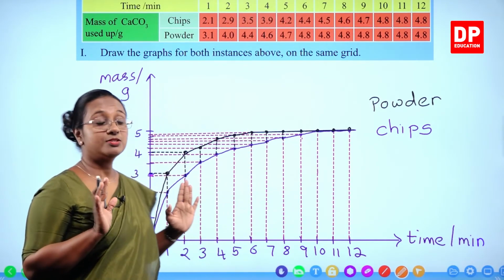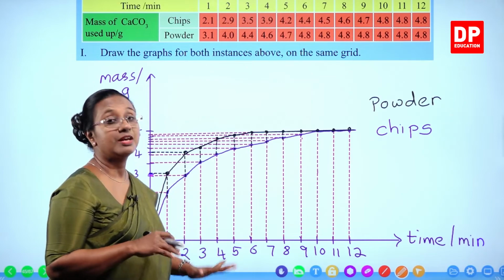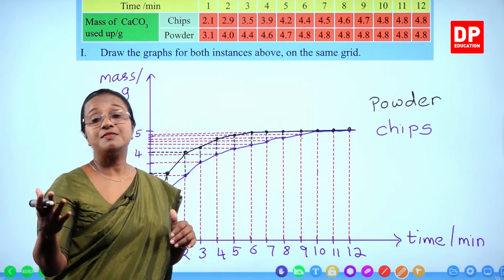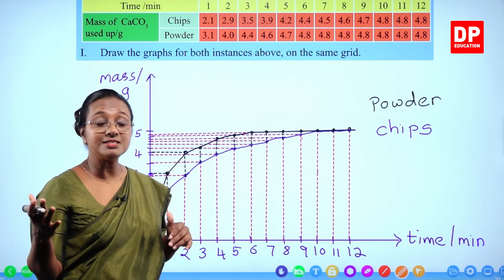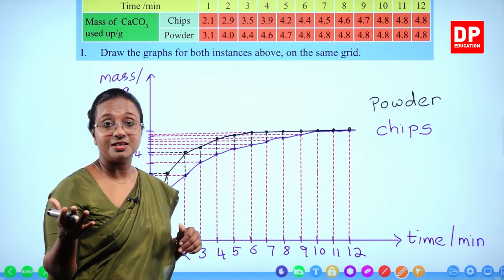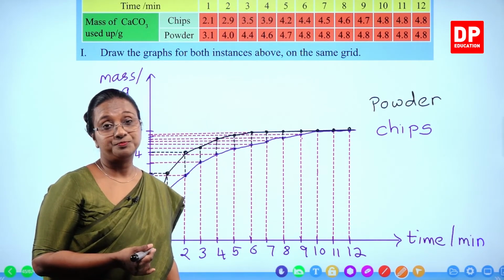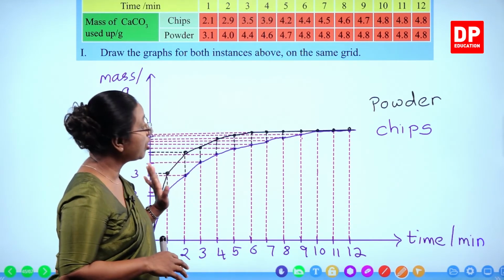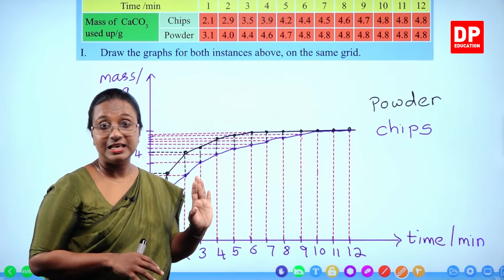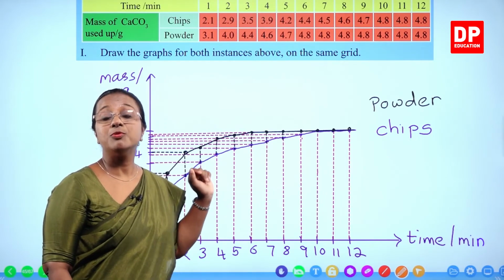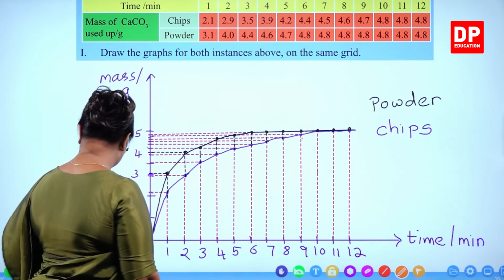So from all these observations and from the graph, it's even more easier to understand that when the surface area of reactant increases, the rate of reaction increases. And it is very clear when you plot the graph. I'm sure you all were also able to do it correctly. So that's the first question under this table. We will move on to the next question after this.